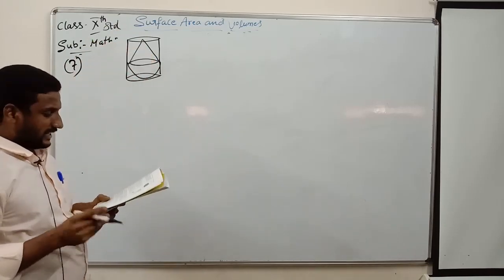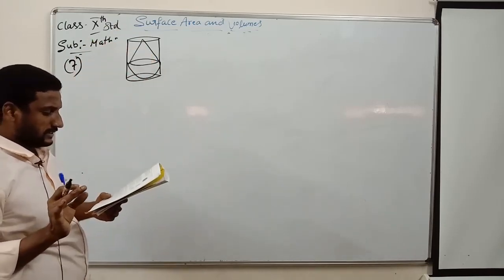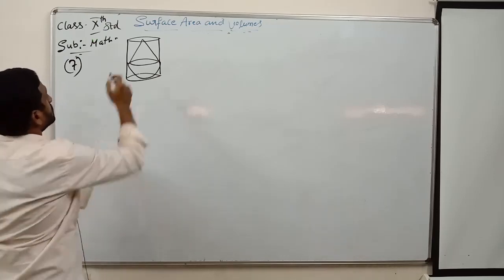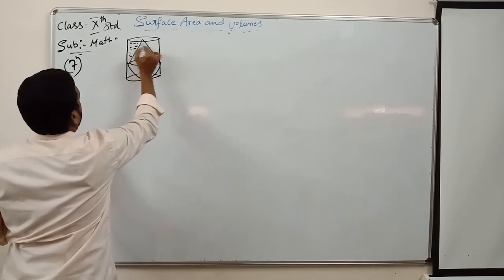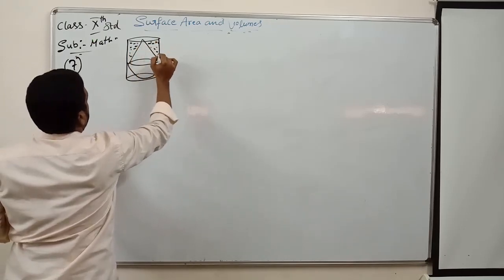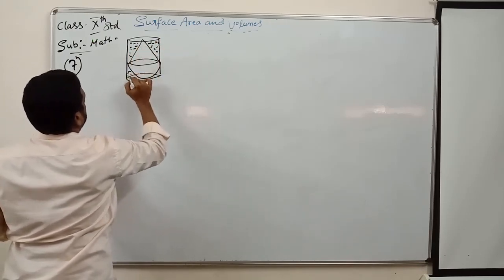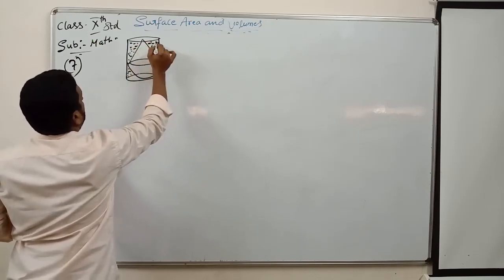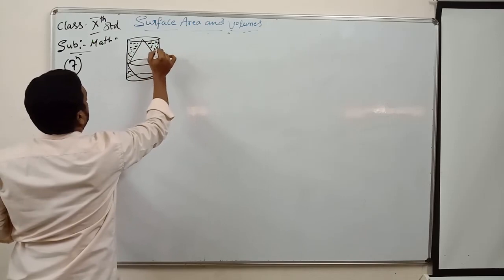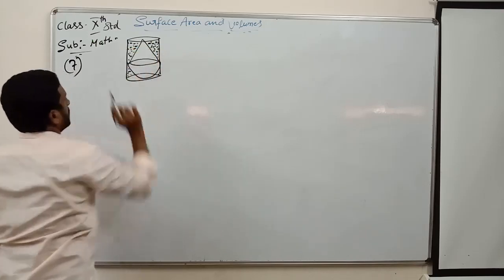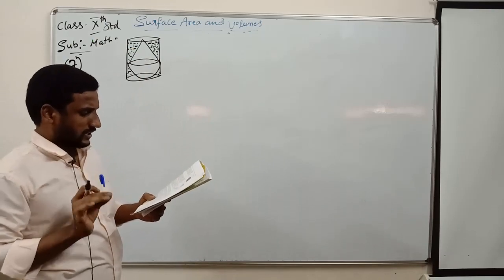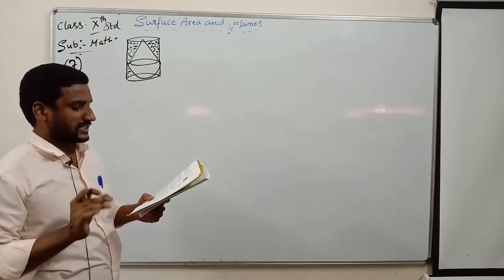Next, it is full of water. So this circular cylinder is full of water, filled with water. This is water here, the cylinder is full of water. The solid touches the bottom. Find the volume of the water left in the cylinder.